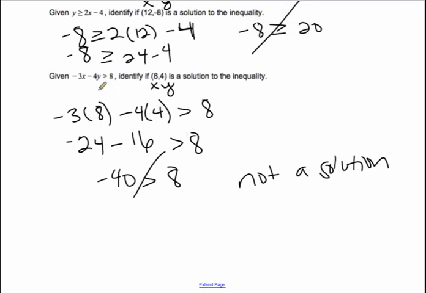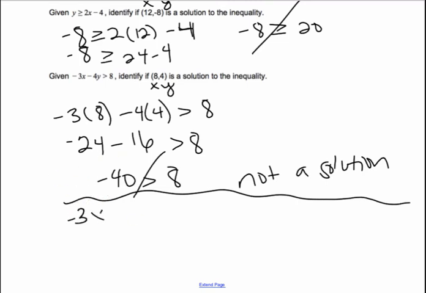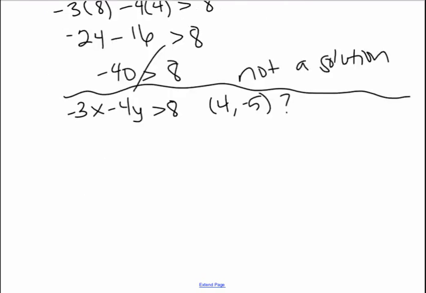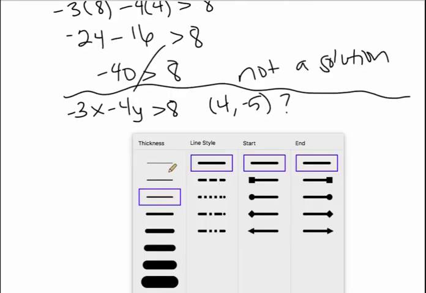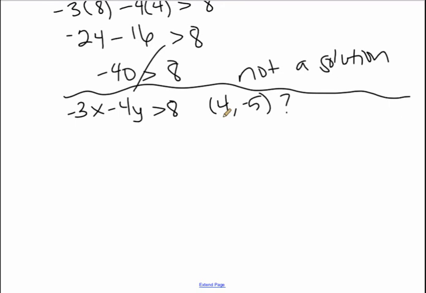All right, so now I want to look at this same inequality, but I want to try a different point. So we're still going to do negative 3x minus 4y is greater than 8. And now we're going to test the point (4, -5). Is that a solution or not? Let's see. So we're going to plug it in. Okay, so I'm going to plug this guy in for x and this guy in for y. So negative 3 times 4 minus 4 times negative 5 is greater than 8.